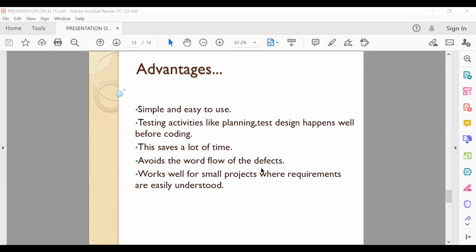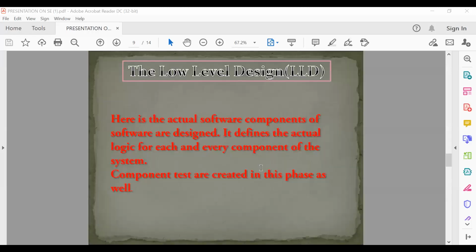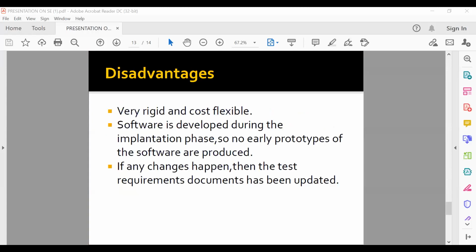Saidur, please share your screen again. I want to see your presentation. Yes, continue, Bhargav. Sir, it is easy to use, and in the V model testing activities start at the first stage, but in the waterfall model testing activities start after the development activities are over.